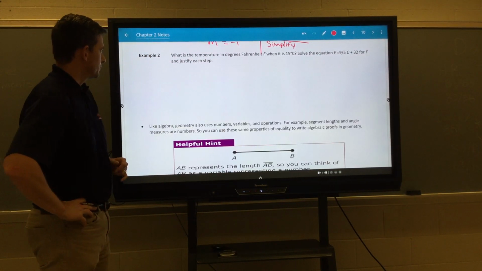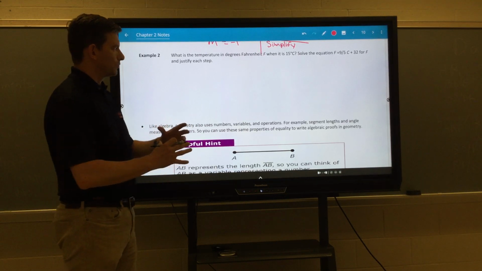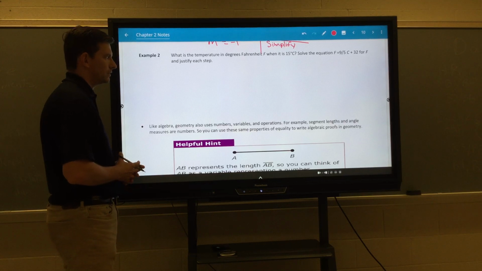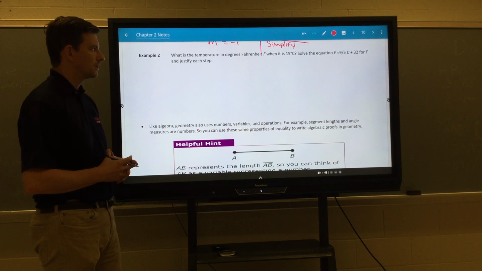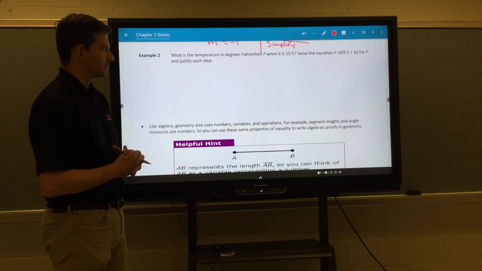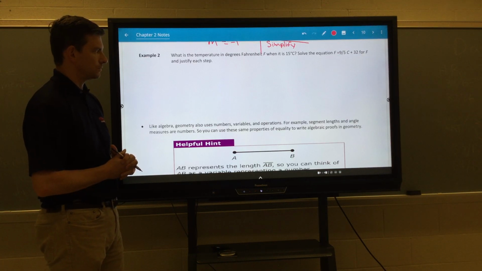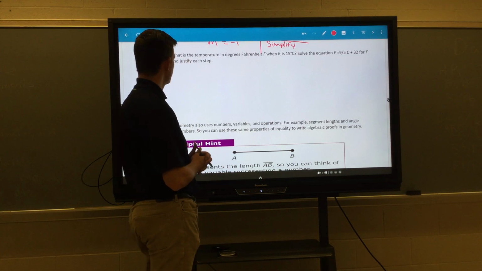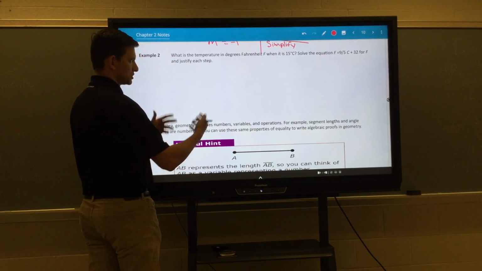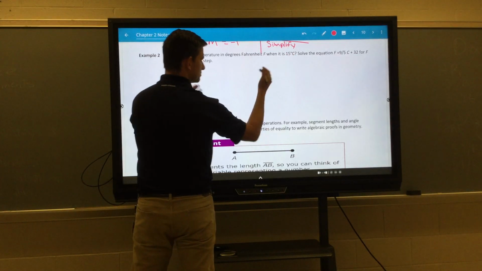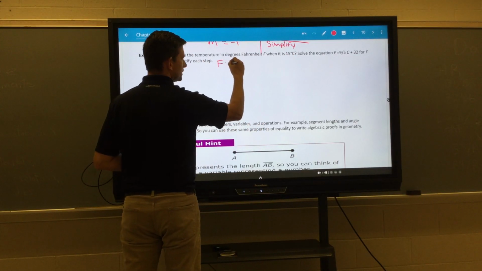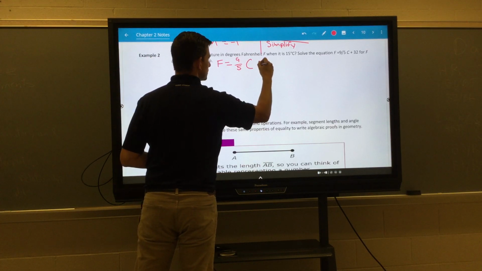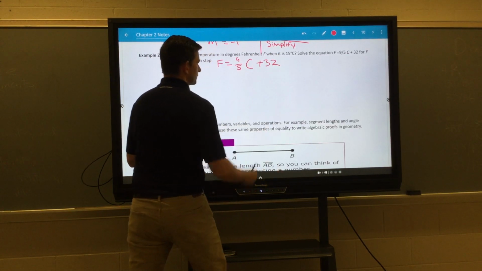Similar type of example in number 2. But now we have a little bit more of a context here. What is the temperature in degrees Fahrenheit, F, when it is 15 degrees Celsius? We're provided with the conversion equation, Fahrenheit equals 9/5 Celsius plus 32. So, once again, we're going to start this with our given, which is really just rewriting our equation. F equals 9/5 C plus 32.